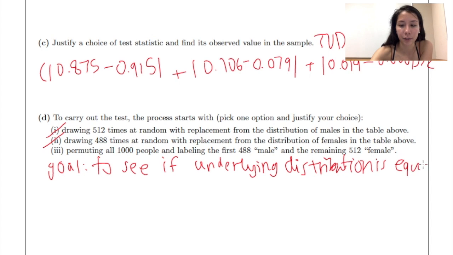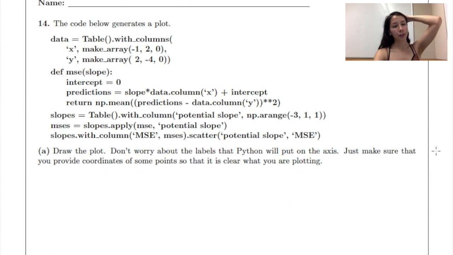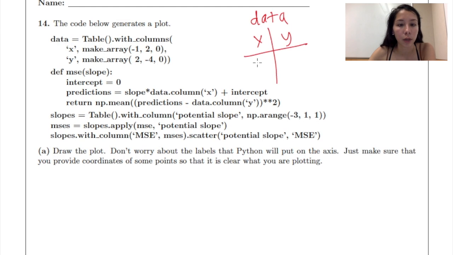So we move on to number 14. We're almost there, just a couple more. Alright, so this code below generates a plot. So we have this table called data, which I'm just going to draw out really quick. It has columns x and y, with this array -1, 2, and 0 for x, and 2, -4, and 0 for y.